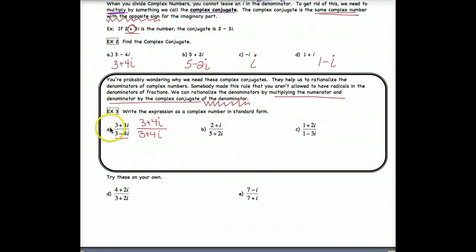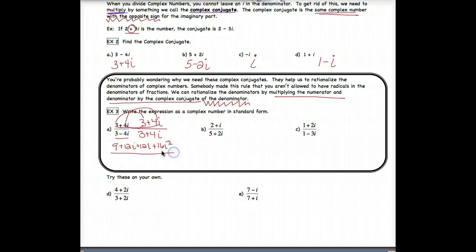Now, when I go to multiply these, this brings in what we did in the last lesson. I have to FOIL these because these are binomials times binomials. So on the top, FOIL, firsts, would give me 9. Outsides, 3 times 4i gives me 12i. Insides also gives me 12i. And my lasts, 4i times 4i, is 16i squared.